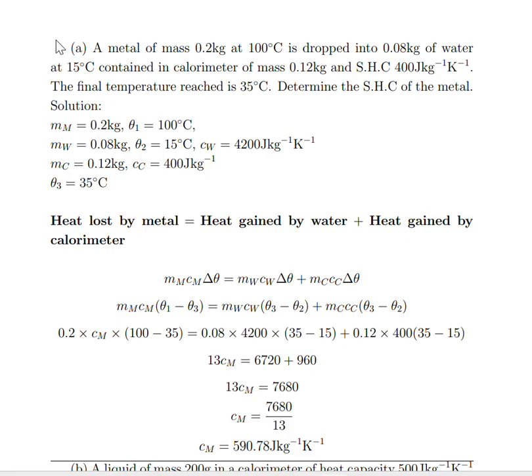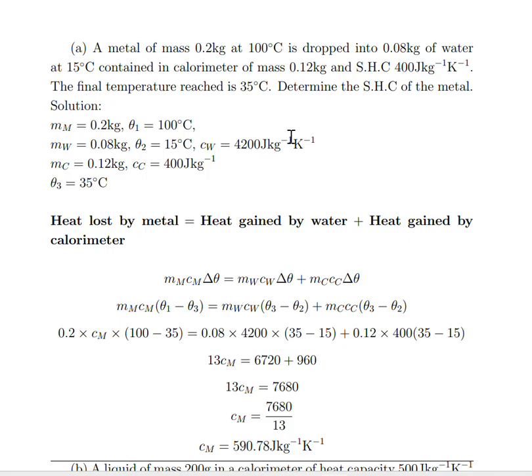So today we are going to continue with how we can determine the specific heat capacity of a solid, and then we are going to use this calculation here. We have a metal of mass 0.2 kilograms at 100 degrees Celsius dropped into 0.08 kilograms of water at 15 degrees Celsius contained in a calorimeter of mass 0.12 kilograms and specific heat capacity 400 joules per kilogram per Kelvin. The final temperature reached is 35 degrees Celsius. Determine the specific heat capacity of the solid.